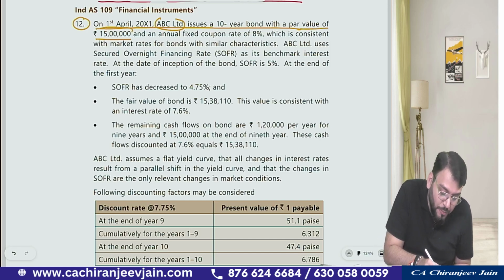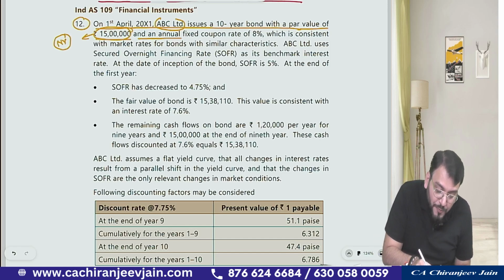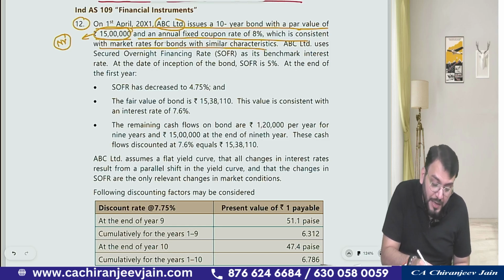So nominal value becomes issue price. So this is the nominal value as well as the proceeds received, and an annual fixed coupon rate of 8%, which is consistent with the market rate for a bond with similar characteristics. Now you can see what they have written: an annual fixed coupon rate.